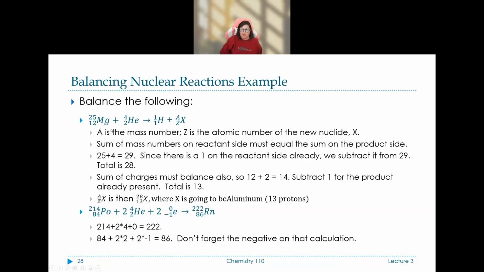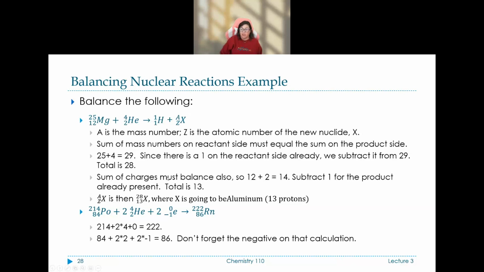The sum of the mass numbers on the reactant side has to equal the sum of the mass numbers on the product side. So 25 plus 4 is 29. Since there's already a 1 here, we subtract that, and we get A equals 28.